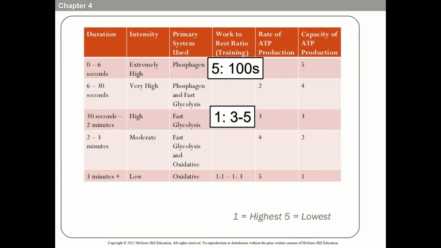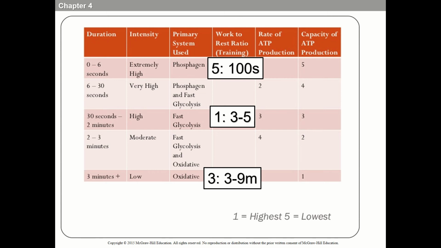Now, down here at the bottom, the oxidative system, the last one that I want you to be somewhat aware of, is a 1-to-1 or 1-to-3 work-to-rest ratio. So 1-to-1, meaning, now pay attention here, 3 minutes plus, meaning you have to go about 3 minutes. And then rest 3 to 9 minutes, typically at a lower intensity.